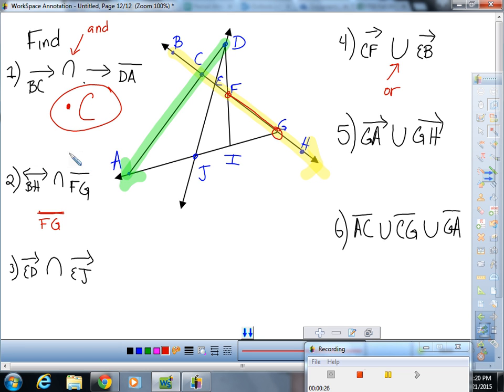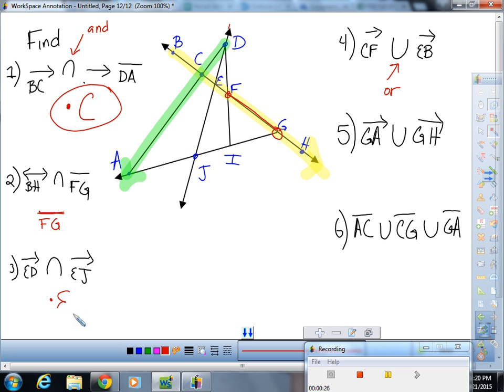Okay? And finally, ray ED, so going on forever in the direction of B, and ray EJ. What is the set of all the points that are on ray ED and ray EJ? And that would just be point E.